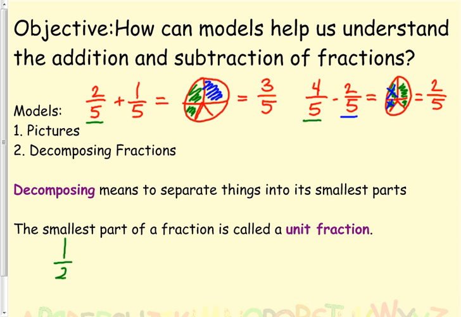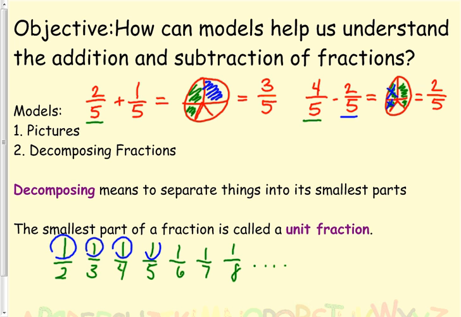So it could be 1/2, 1/3, 1/4, 1/5, 1/6, 1/7, 1/8, and I'm thinking you're starting to see a pattern here, and that goes on and on. But in every unit fraction, the numerator is 1. Another way to remember that is that the word unit means 1.